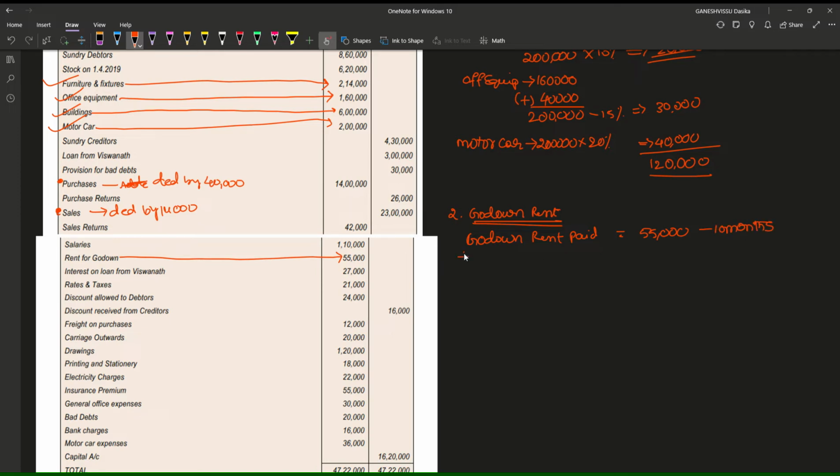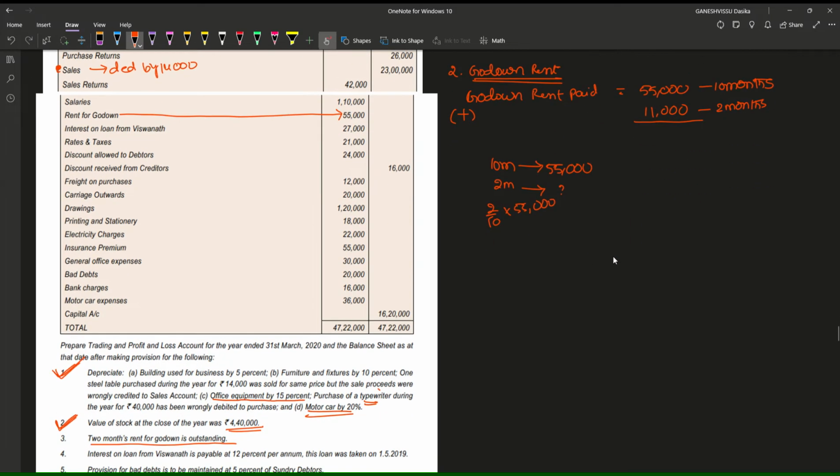Plus we need to pay for 2 more months, right? Because according to the accrual concept, what is to be incurred in the current year, we need to incur. But what will be the value for 2 months? We need to find out. For 10 months, they have provided 55,000 rupees. Then for 2 months, what would be the value? By the unitary method, that is 2 by 10 into 55,000. By calculating, we get 11,000 rupees.